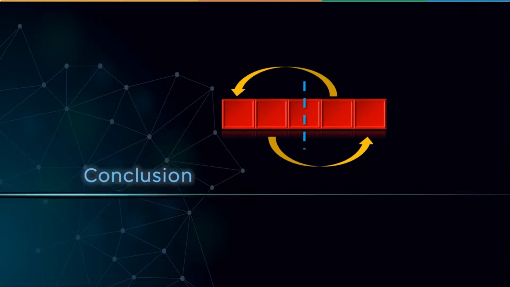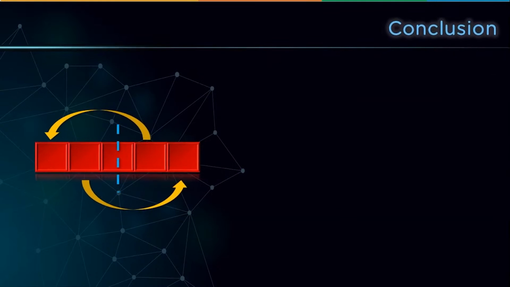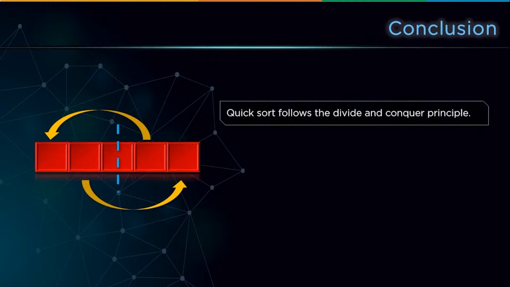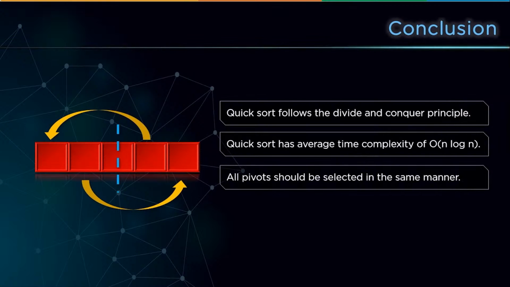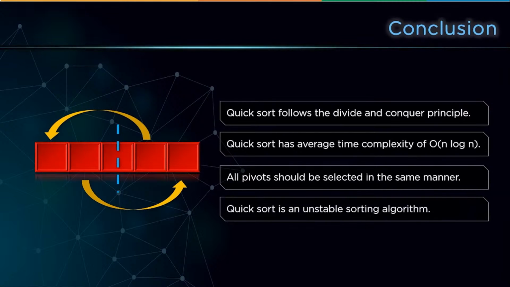At last, let's sum up what we have learned in this session. First up, quicksort follows the divide and conquer principle. Next up, quicksort has an average space and time complexity of big O of n log n. Next, all pivots should be selected in the same manner as the first pivot. Finally, quicksort is an unstable sorting algorithm, so even a single mistake can crash our program.